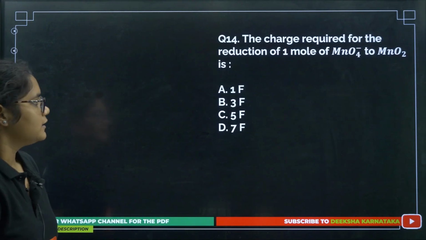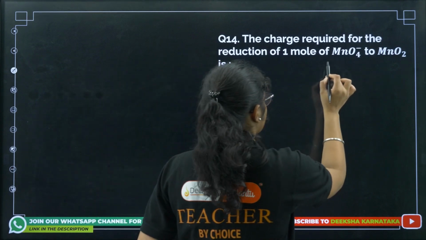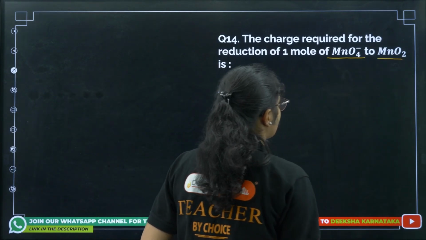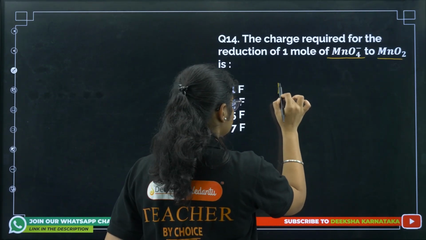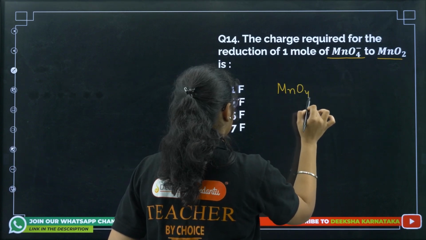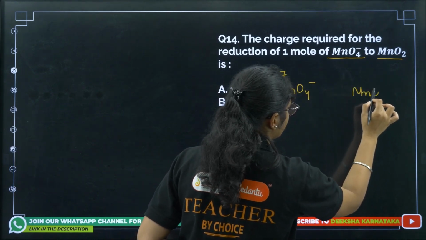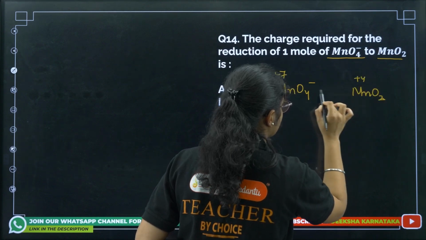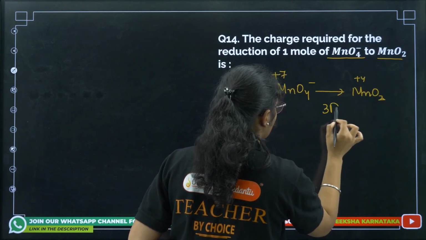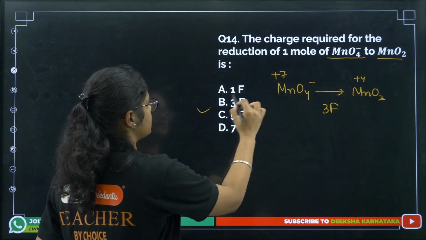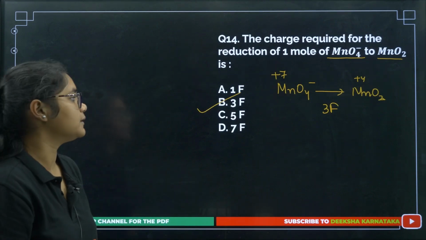Okay. Next question. Charge required for the reduction of 1 mole of MnO4 minus to MnO2. So if you see, Mn in MnO4 minus is plus 7 and in MnO2 it is plus 4, right? So from here to here, how much do we require? 3 Faraday. So the correct answer will be option number B.